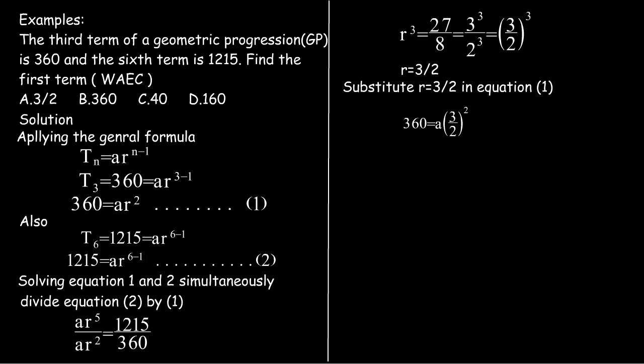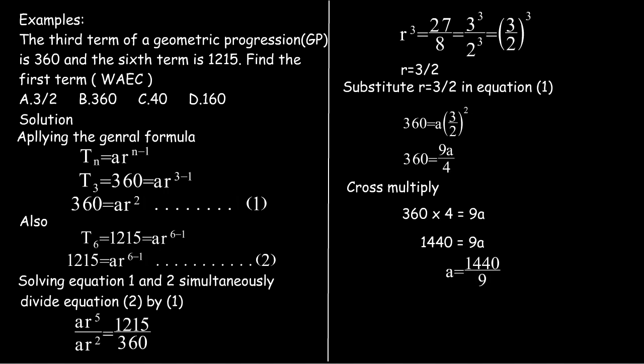Multiplying it becomes 360 equals 9a divided by 4. Cross multiplying, 360 times 4 will be equal to 9a, which makes 1440 equal to 9a. Dividing both sides by 9, a will be equal to 1440 divided by 9, and a will be equal to 160.